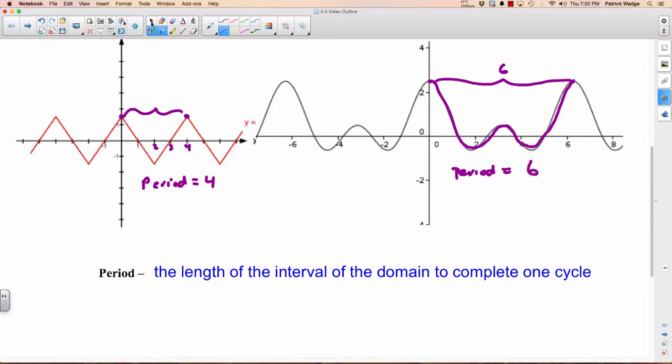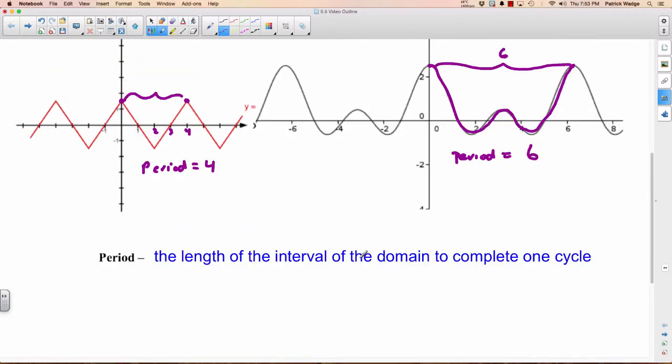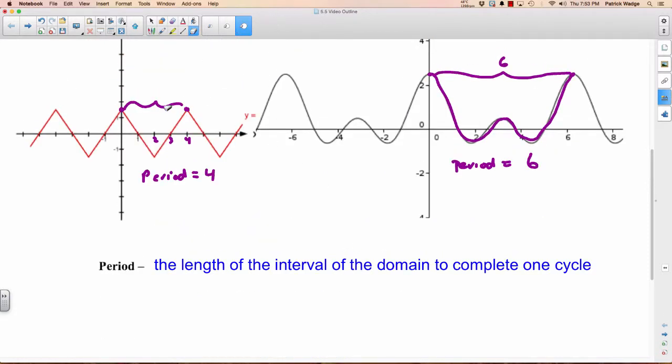All right, on to amplitude. Amplitude is the distance from the midline to either the maximum or the minimum value. And it's always positive. The reason it's positive is because we're talking about distances, and distances are positive. Okay, so the distance from the midline, what's the midline? Well, just like it sounds, a midline is the middle of a periodic function. It's like a mirror line. Where could you put a line that would cut this thing in half perfectly? Now I know you could actually cut it this way or here, but we're talking about in this direction.